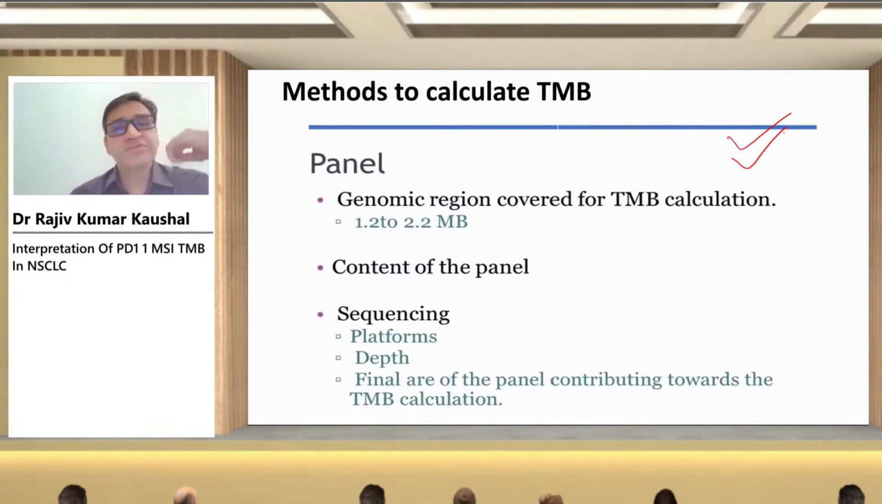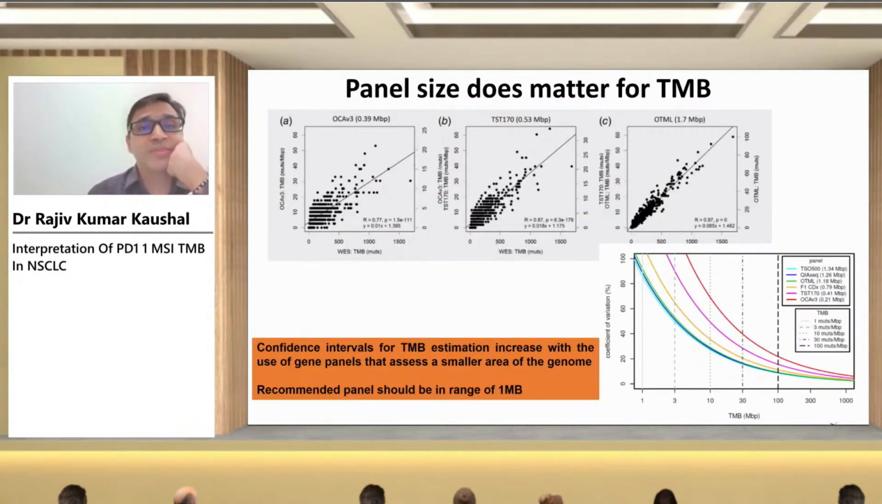We have to be very clear when you are seeing a report which mentions the TMB, you need to see if it is covering enough genomic range. Look into the content of the panel and the platform used, as well as the panel size. The panel size is one of the most crucial things which you should look into when you are seeing a report for TMB.